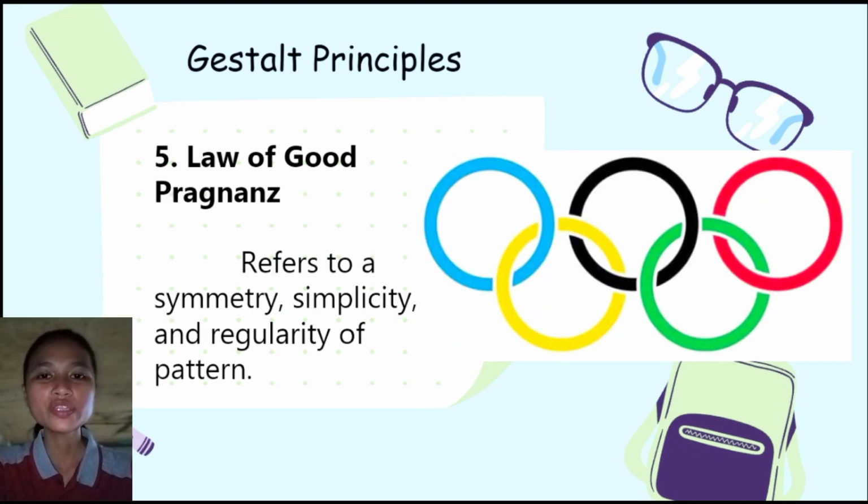Law of good figure. In the law of good figure class, it refers to symmetry, simplicity, and regularity of the pattern. Here we have an example of the Olympics logo, which we can already perceive once we see it. There are five circles, and we can already perceive that there are five circles. So that's what the law of good figure is. It means that there is a simplicity of the pattern or the figure, and also the symmetry or the regularity. So that's the law of good figure class.